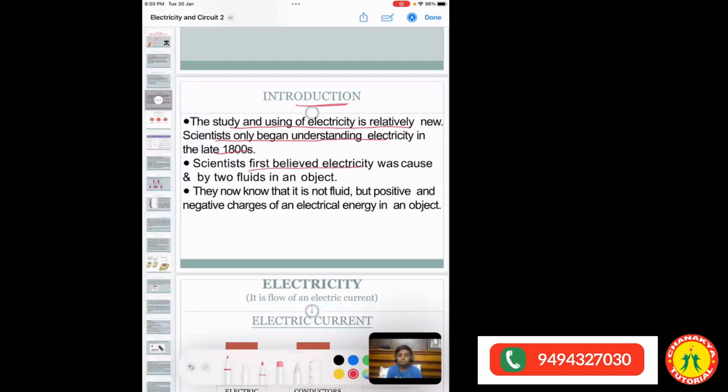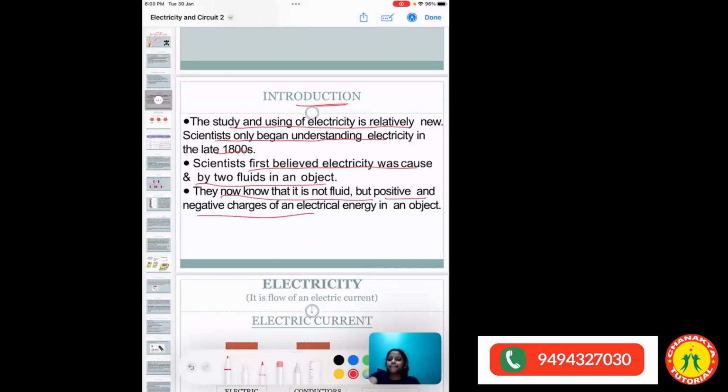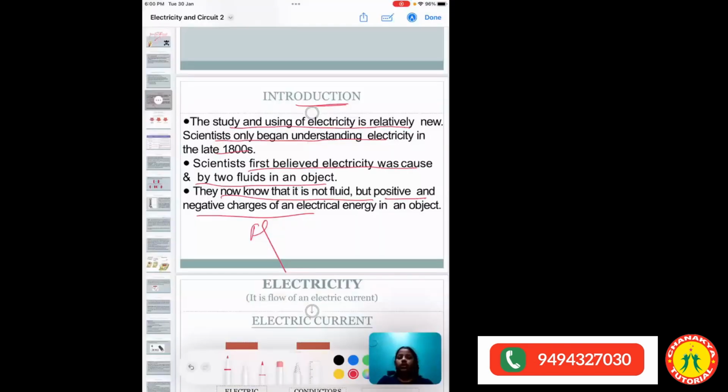Scientists first believed electricity was caused by two fluids in an object. They now know that it is not fluid but positive and negative charges. Before, scientists thought two types of fluids were there, because of which electricity was generated. But now they are very clear. They know it very well that it is not because of the fluid, but because of the charges, or the terminals.